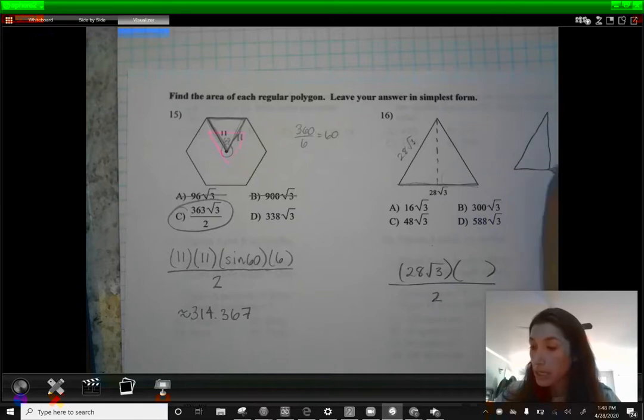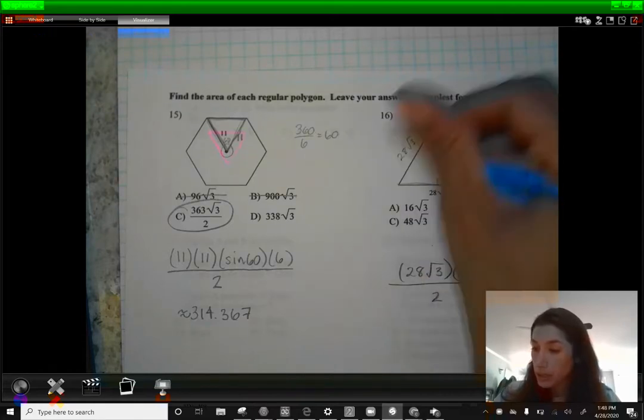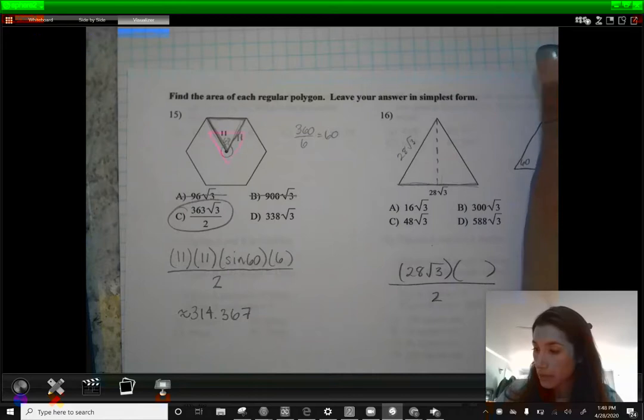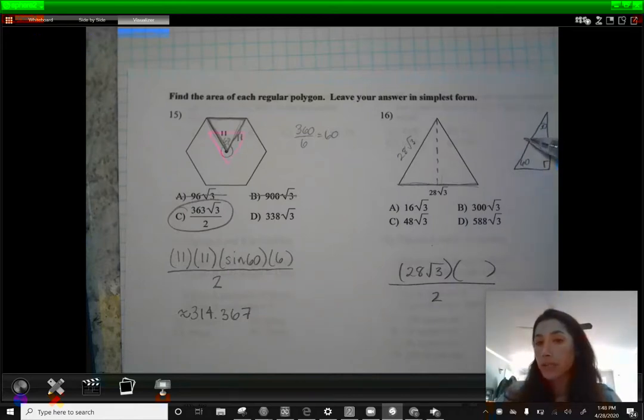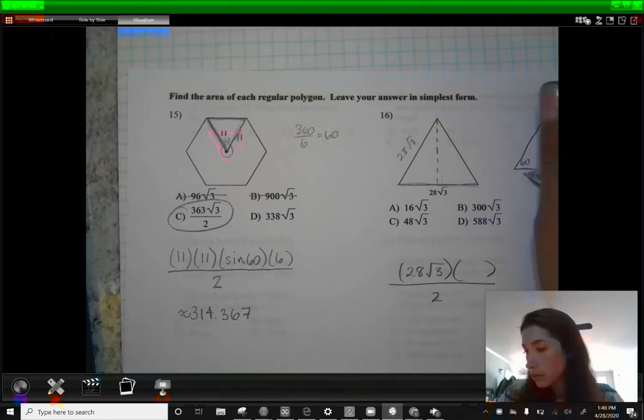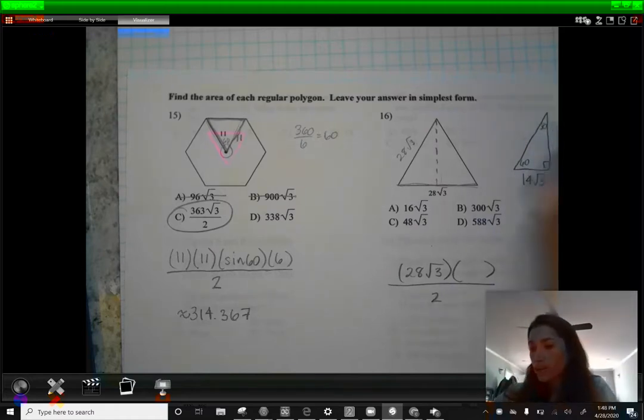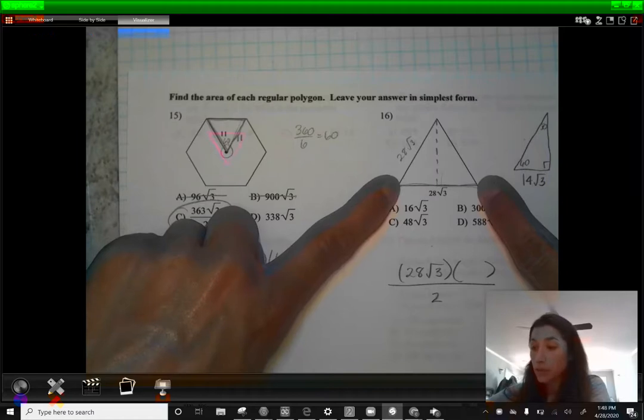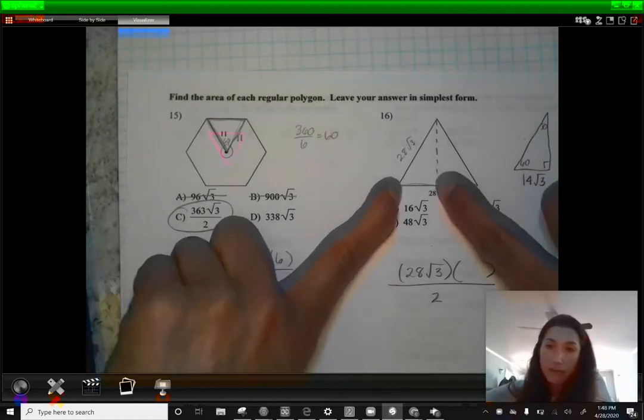I'm just going to focus on this little half triangle here. That's a 30, 60, 90 if it's regular. These are all 60s. 60s cut in half, that's 30. Remember, the hypotenuse of the triangle is double the length of the short leg. So this would be 14 root 3. You could also get that by taking this side, 28 root 3, and just taking half of it.